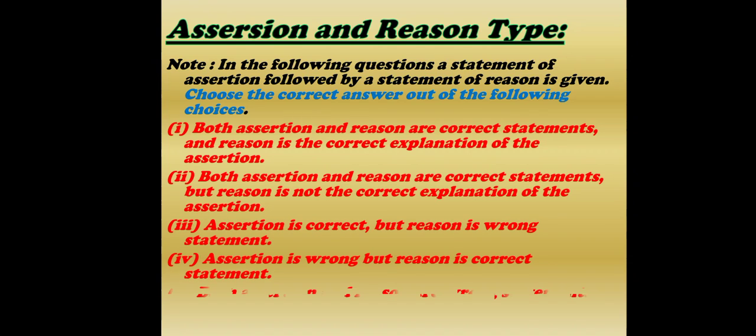One more type of question is also asked, assertion and reason type. That means they give you 5 options. Both assertion and reason are correct statements and reason is the correct explanation. Both are correct but reason is not the correct explanation. Assertion is correct but reason is wrong. Assertion is wrong but reason is correct. Both assertion and reason are wrong. Accordingly you have to choose either 1, 2, 3, 4 or 5.